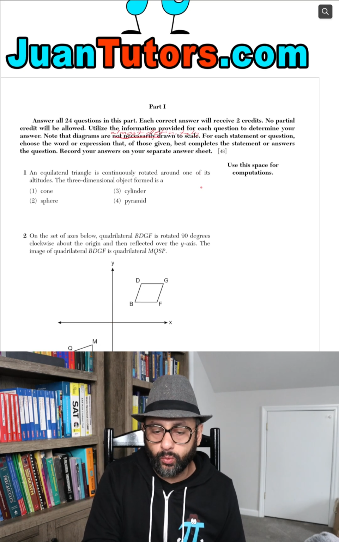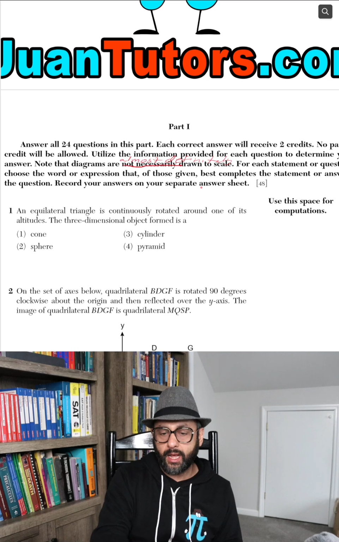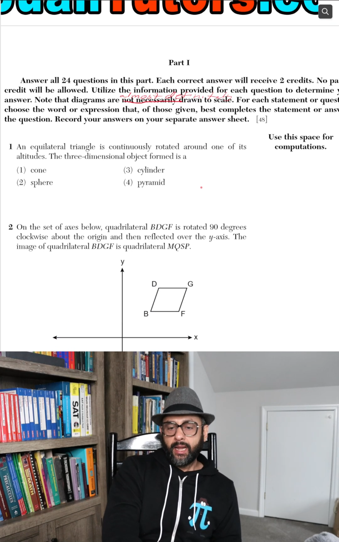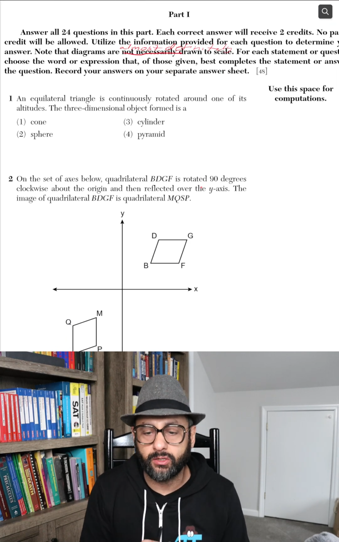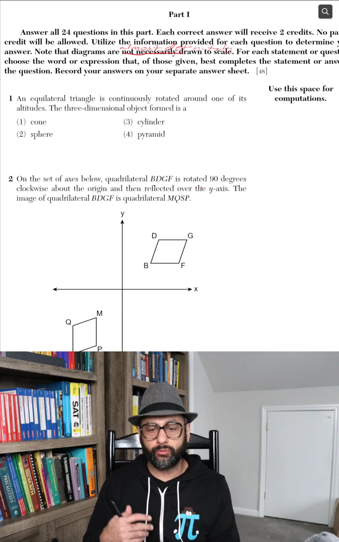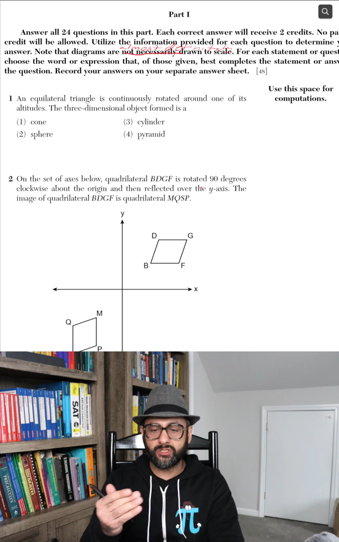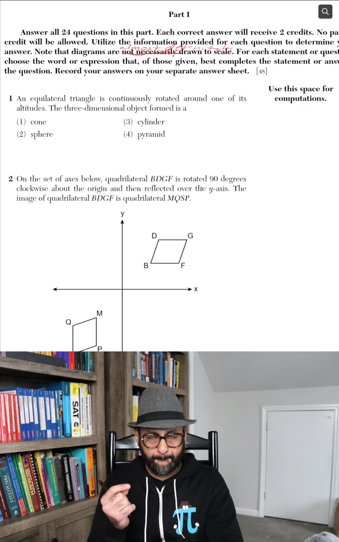And with that, we are going to get started with number 1. An equilateral triangle is continuously rotated around one of its altitudes. The three-dimensional object formed is a cone, sphere, cylinder, or pyramid.